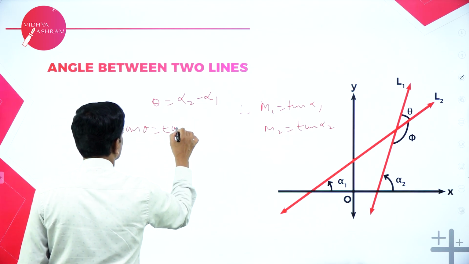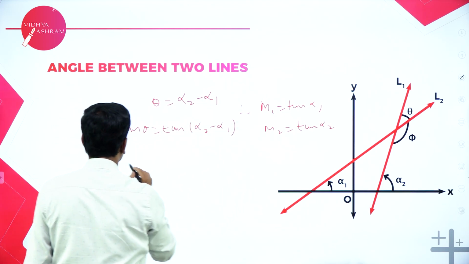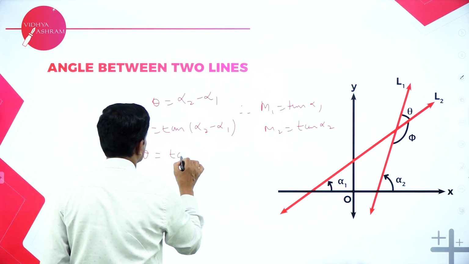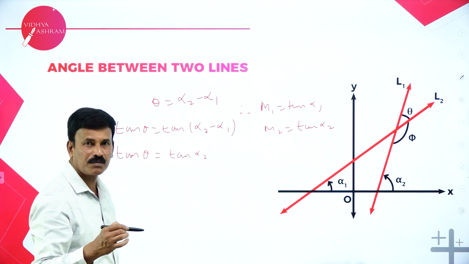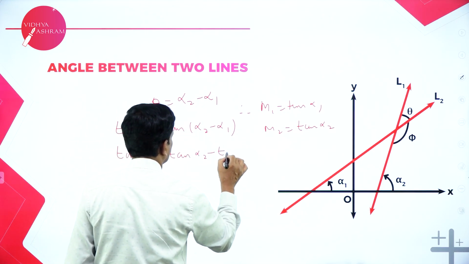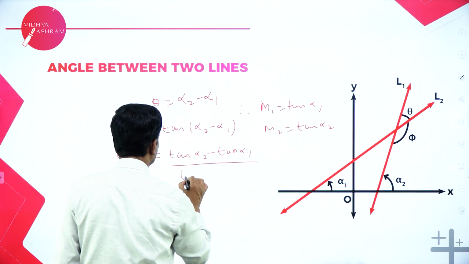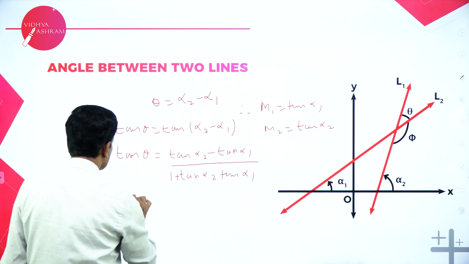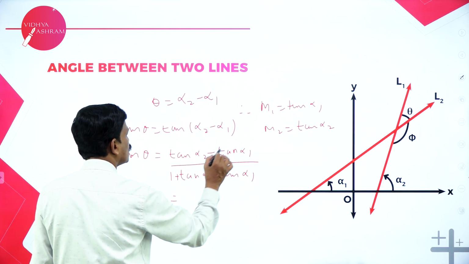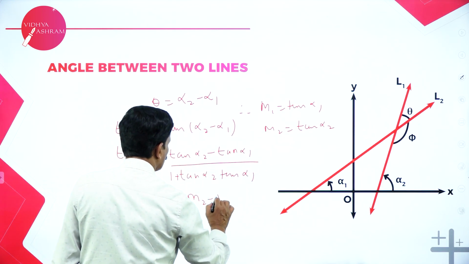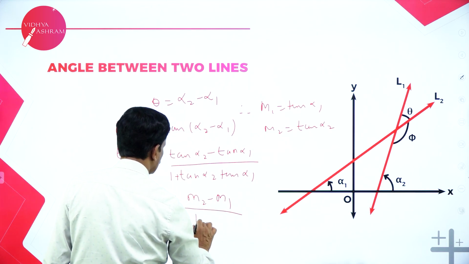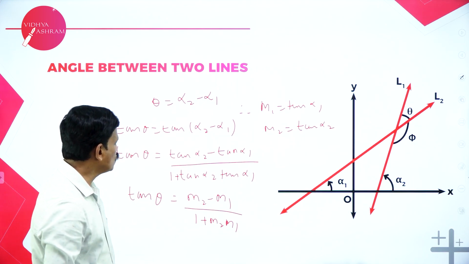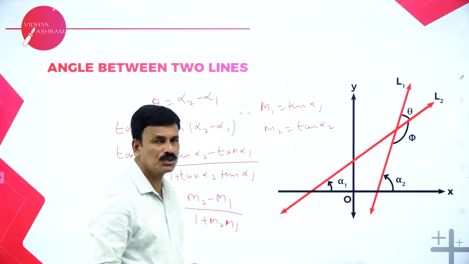tan theta is equal to tan of alpha 2 minus alpha 1. Do you know the formula for tan A minus B? Tan A minus B is tan A minus tan B divided by 1 plus tan A tan B. This is tan alpha 2 minus tan alpha 1 divided by 1 plus tan alpha 2 into tan alpha 1. So tan alpha 2 is m2 and tan alpha 1 is m1. Therefore tan theta is equal to m2 minus m1 divided by 1 plus m1 into m2.